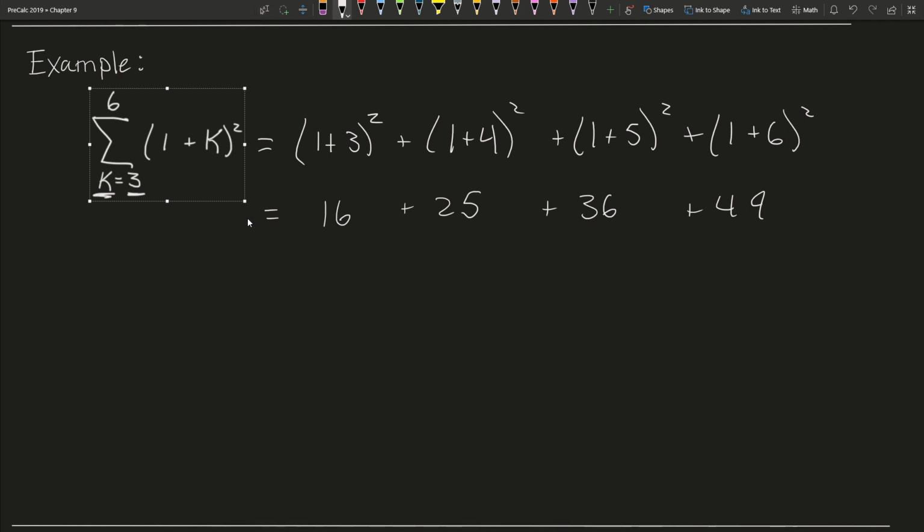Like, we'll never start at k equals 3, jump to k equals 5, and then k equals 6. Because what this sigma notation is saying is we're adding up the third term, the fourth term, the fifth term, and the sixth term. Okay, so again, I'm going to pause for a second. Are there any questions about what you see up there?